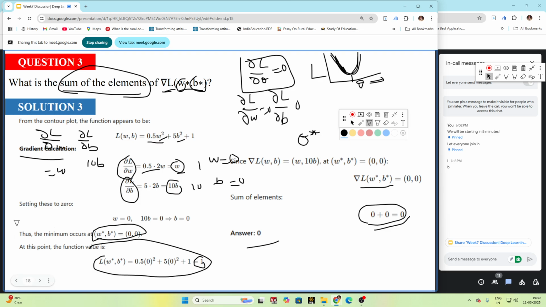Another important thing I have added is that you can be told to compute the least loss. How do you compute it? You just put W star and B star in your equation. Then you get the least loss, which equals 0.5 into 0 plus 5 into 0 plus 1. That means the least loss will be 1. So that is the first question.